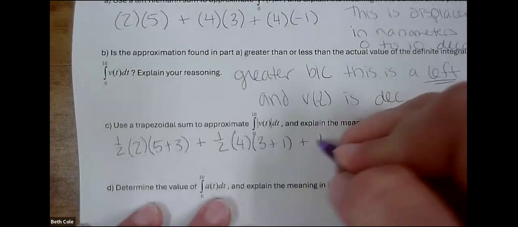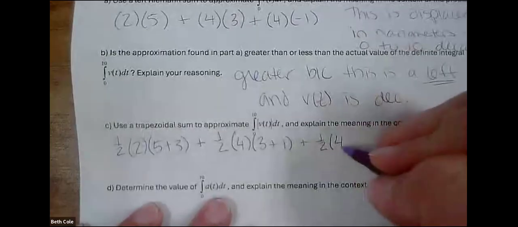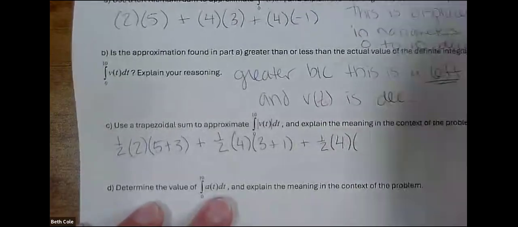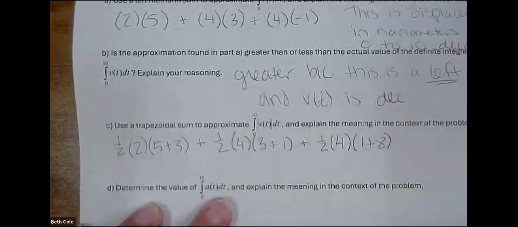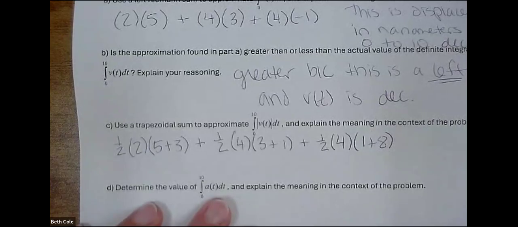Okay, one more. Plus 1/2. Length of the last subinterval is 4, and then add the positive bases together. 1 plus 8. Don't put 9. I feel like I heard somebody say that. Oftentimes they will say, show the computations that lead to your answer, and that is 1 plus 8. Okay, so don't do it in your head. Write out all of the things.